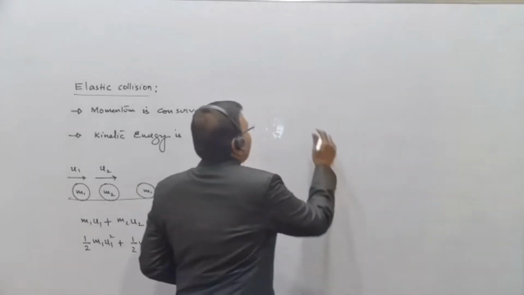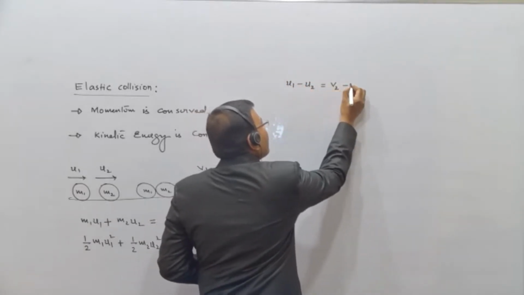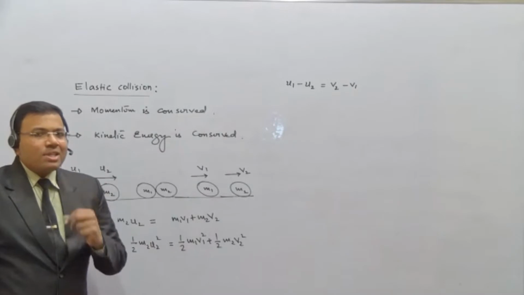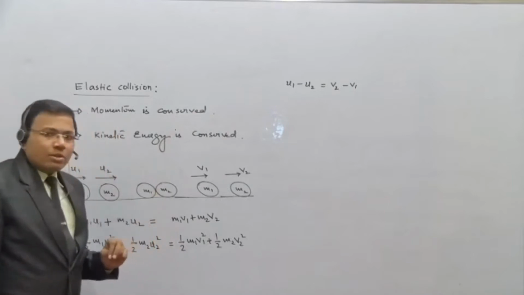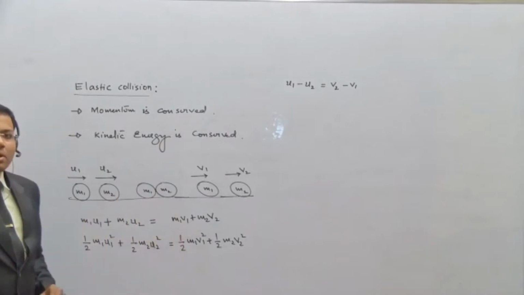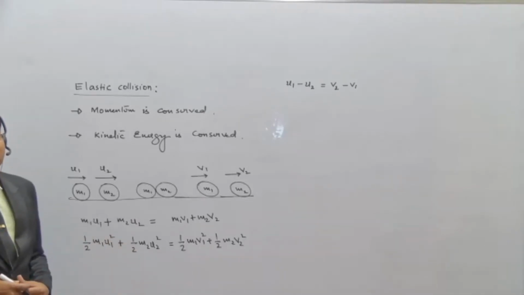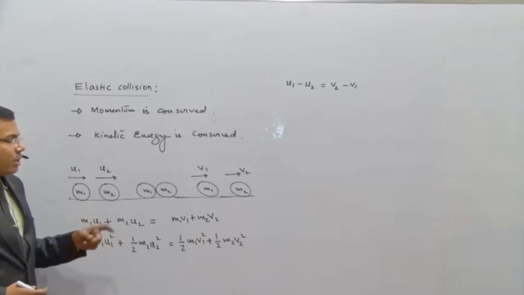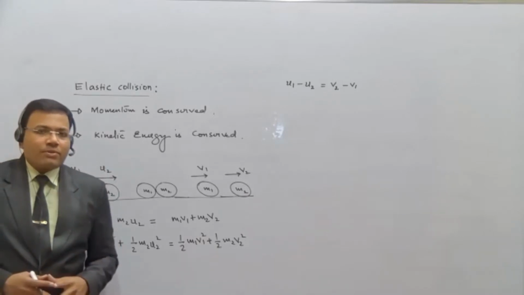What is that condition? Let us see. The condition here is u1 minus u2 is equal to v2 minus v1. So what is the importance of this? I'm going to show you two importances. The first one: if you observe, the first equation depends on mass, that is, there is an involvement of mass. This equation also has an involvement of mass. But the equation we get after solving these, you can solve it, and that's the only equation which is independent of the mass of the objects.